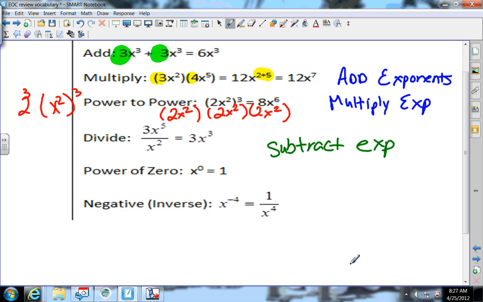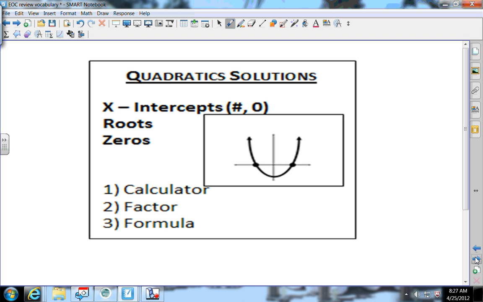Next, the next thing you need to know. Here we go, quadratic solutions. I have x-intercepts. Let's use the highlighter. Okay, here are the roots and the solutions. It's where it crosses the x-axis. We can find that by putting it in the calculator and looking to see wherever the y number is 0.